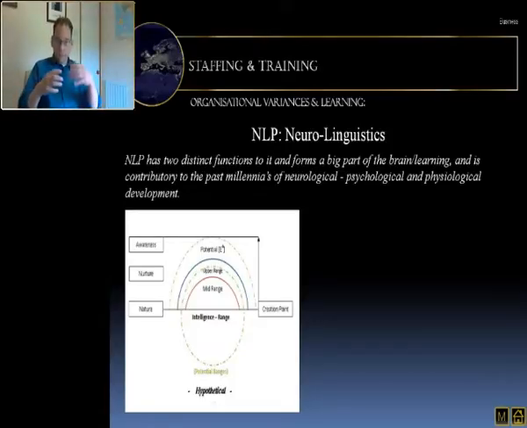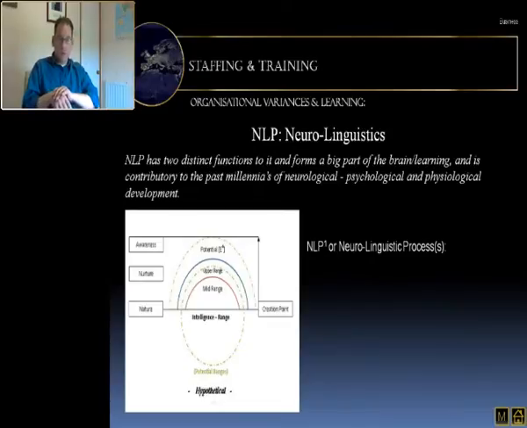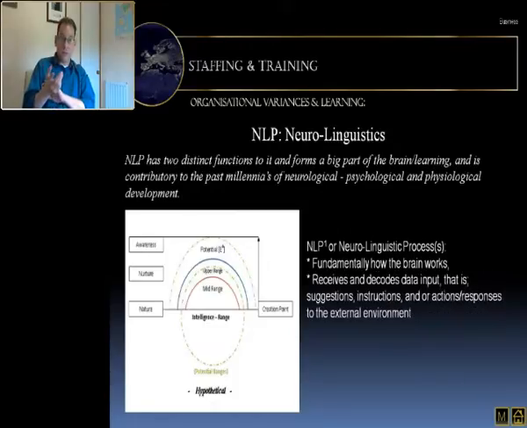Everybody has the potential. Everybody has, first and foremost, a baseline. And then based on the current setting or trend or usual mode of practice, they do have an upper range. But potential itself is dependent upon your drive. You can push the boundaries out just a little bit further to achieve much more. But again, that's dependent upon yourself. So NLP, in the terms of the linguistic processes, is the way the brain processes information. Fundamentally, how the brain works. It receives and decodes data input, that is, suggestions, instructions, and or actions, responses to the external environment.